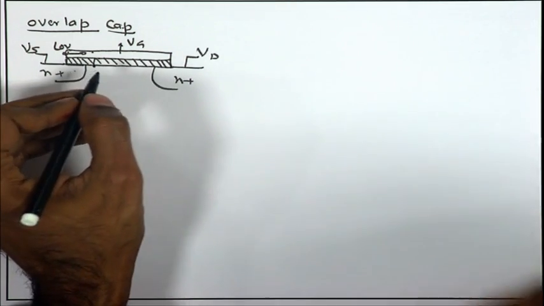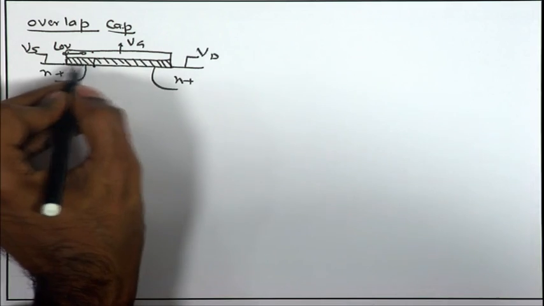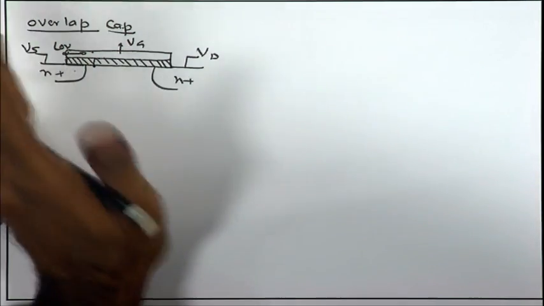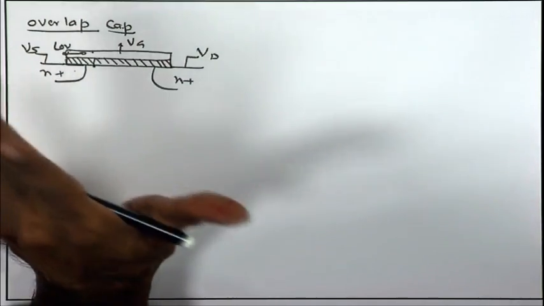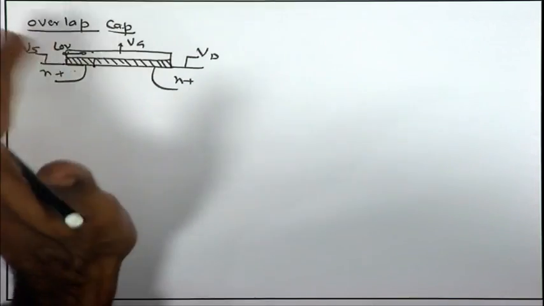So, intentionally also, process technology allows this effective overlap length, and that is a technology parameter. TSMC 180 nanometer will have a characteristic overlap length which is present in their device. So, that depends upon the foundry's process.